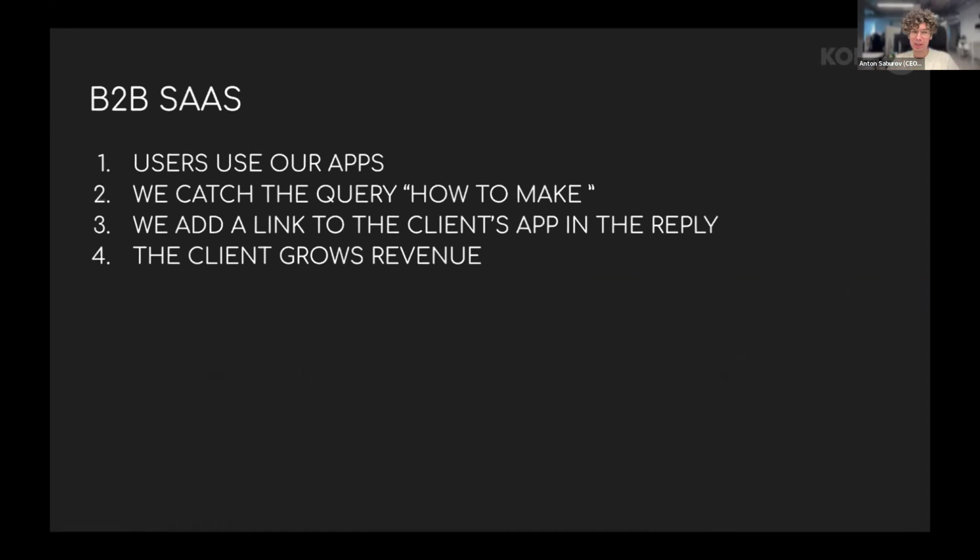Here are the use cases. The first one is B2B SaaS. Users can use your official app. We catch the query, for example, how to make a beautiful presentation, or can you recommend new AI tools, and something like this. We add a link to the client's app in the reply. It's a link to your API, to your application, or, for example, your website. It's like the Web 2.0 way, and the client grows revenue. You can earn more money, you can get more clients, and so on. That's how it works in B2B SaaS.